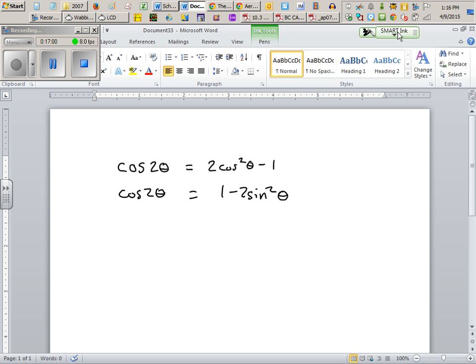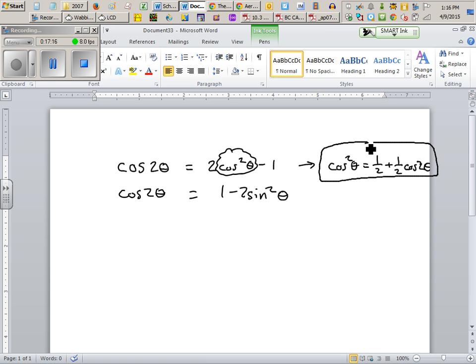The reason these two are so important is because in the first one, if we isolate cos squared, we get cos squared equals 1/2 plus 1/2 cos 2 theta. This is your friend, because anytime you're trying to integrate cos squared, you can quickly change cos squared to this. Which is easier to integrate, cos squared or cos 2 theta? Cos 2 theta is easy to integrate. It's 1/2 sine 2 theta. So we're always going to change cos squareds to this when we're trying to integrate.